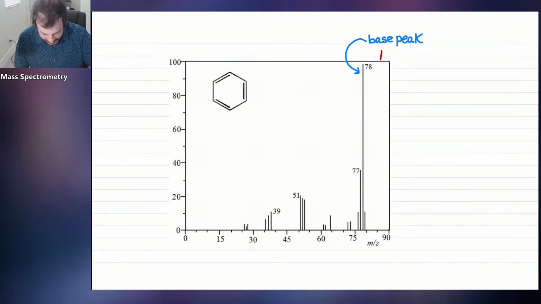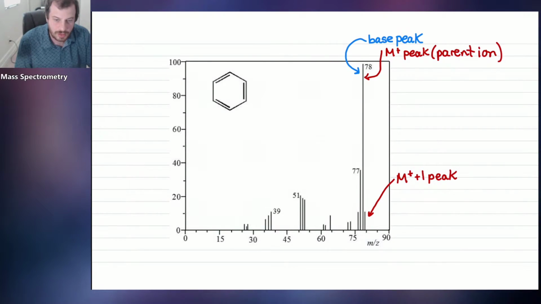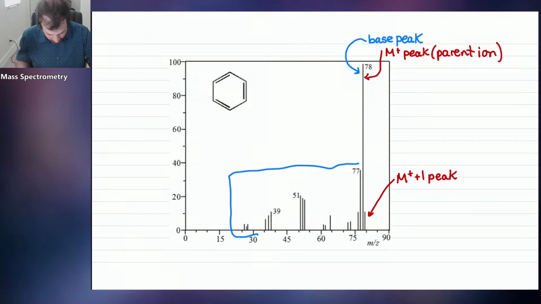No, it turns out in this case, the base peak is also the M plus peak, which is also called the parent ion. Okay, can you find the M plus 1 peak? Yep, it's right down here. All right. Who are my daughter ions? My daughter ions are all of these guys down here. All of these are my daughter ions. We don't know exactly what they are, but they are fragments of the benzene.